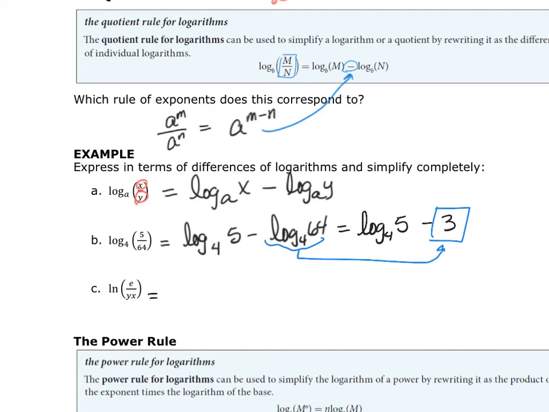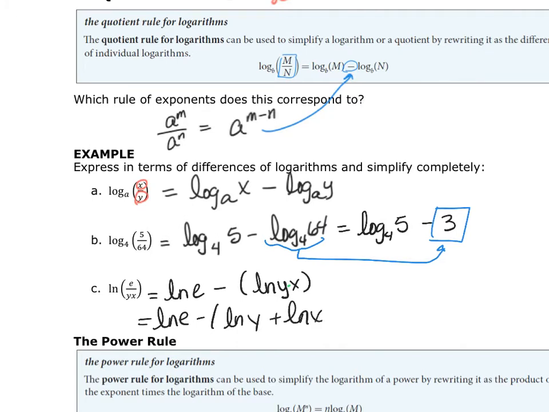Looking at our next example in C, I have the natural log of e minus, and I'm going to put this in parentheses, the natural log of yx. But this is equal to the natural log of e minus, now yx has multiplication going on between them, so I can break that up into the natural log of y plus the natural log of x. We know from our previous examples that natural log of e is 1 minus, and you can distribute that negative 1 through, or you can leave it. I'm going to go ahead and distribute it through, so it's a negative log of y and then minus the log of x.